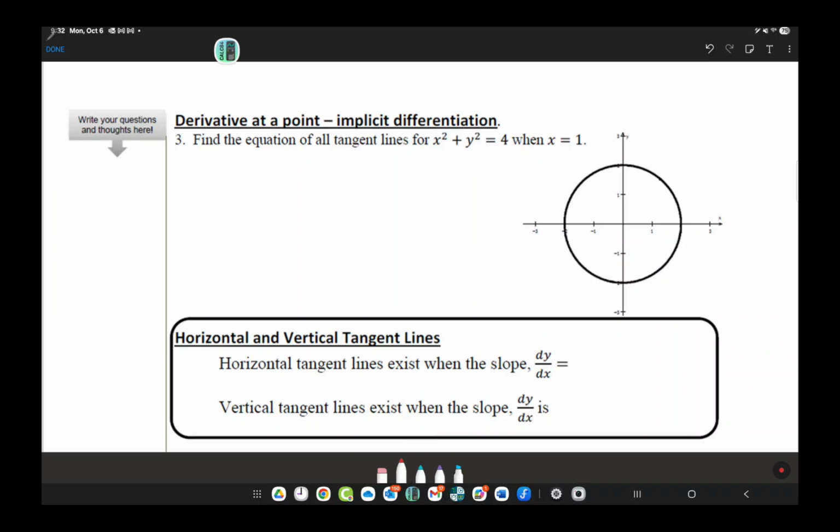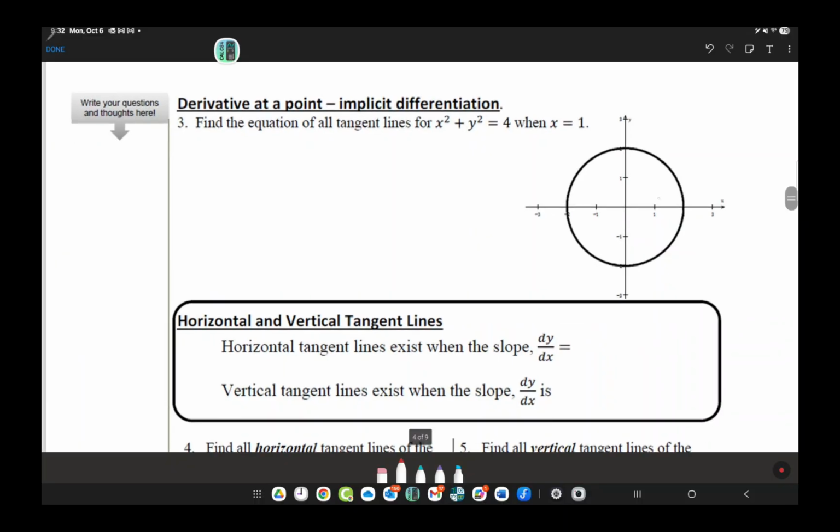So number 3, find the equation of all tangent lines for when x squared plus y squared is equal to 4. Now first, when x equals 1. Now x equals 1 in 2 locations. That would be here and here. So we have 2 tangent lines.